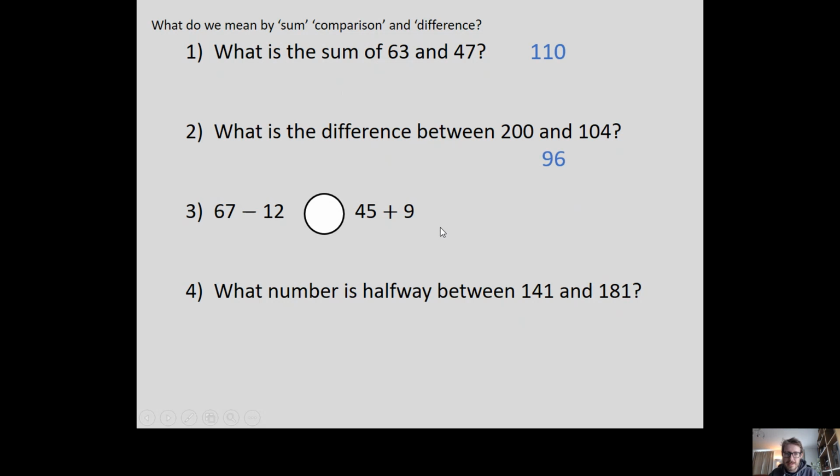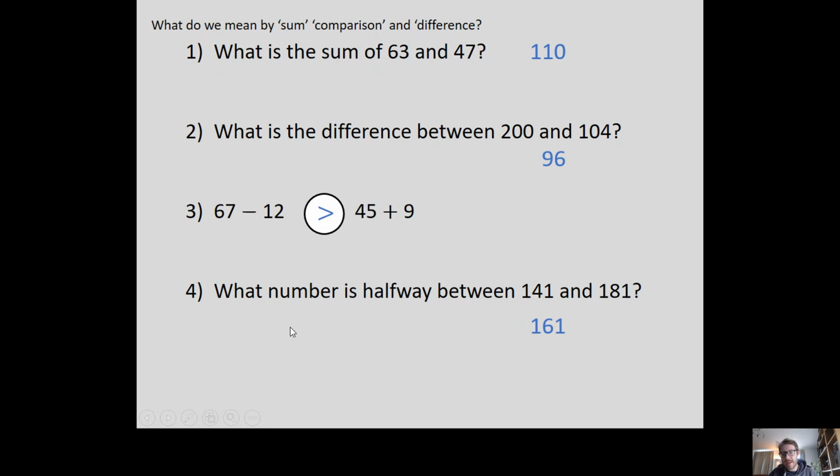When we're comparing numbers, that's when we talk about whether one number is larger or greater than, less than, or equal to another. In this case, it might not be numbers, it's a calculation. We're comparing 67 take away 12 against 45 add 9. So is 67 take away 12 greater than, less than, or equal to 45 add 9? We'd probably want to work both of these sides out, and then we could see which was greater. You would have hopefully found that 67 take away 12 is greater than 45 add 9.